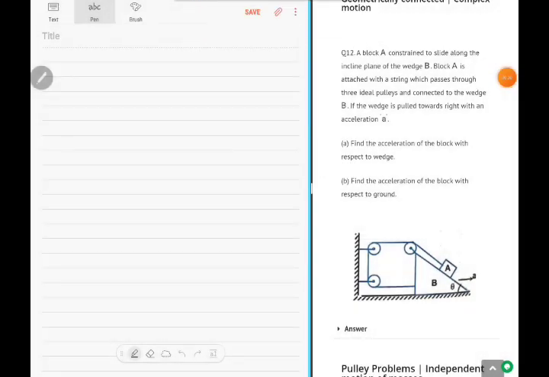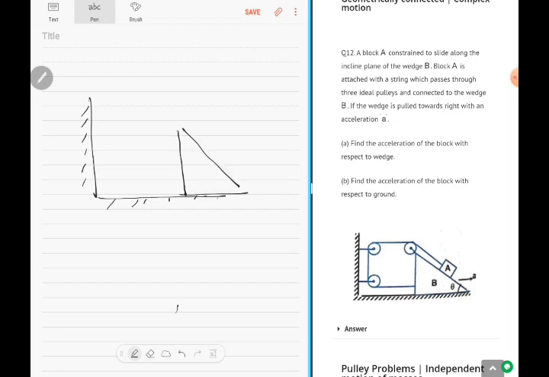Okay, let's continue with the 12th question. You have a frictionless surface in which there is a triangular wedge B, and you have a pulley here, another pulley here, and a rope that runs across through this. It goes like this, and gets attached like this.